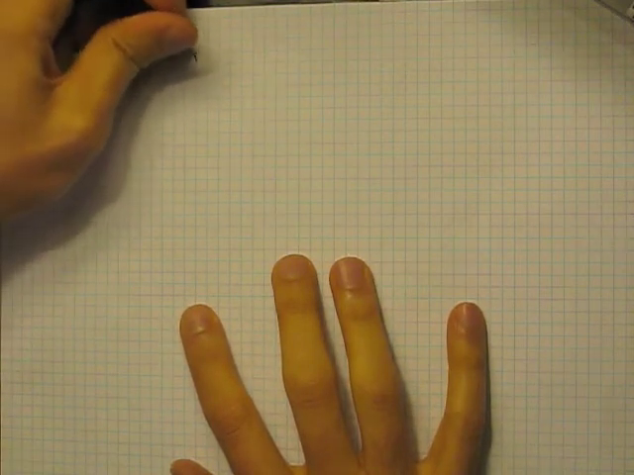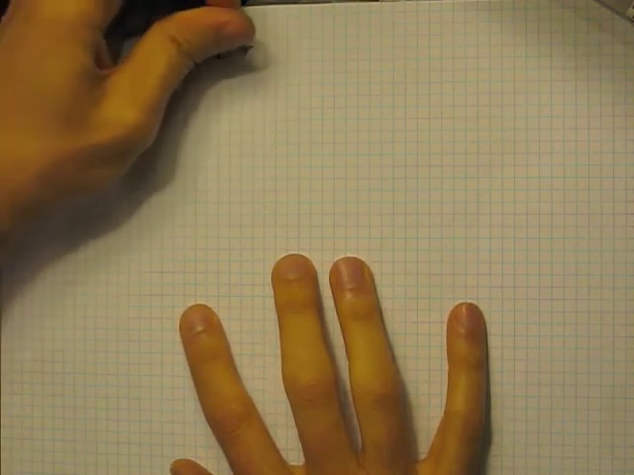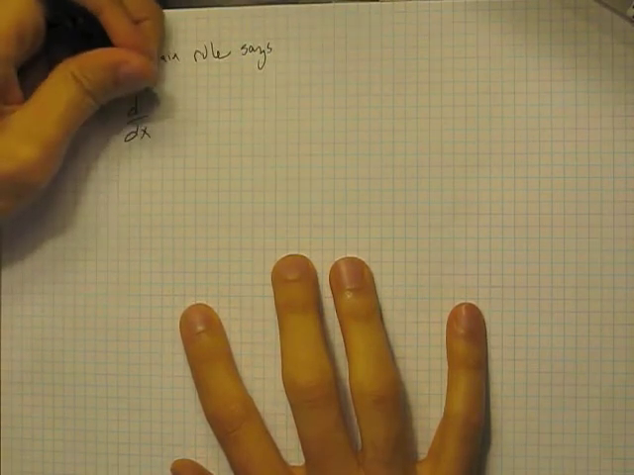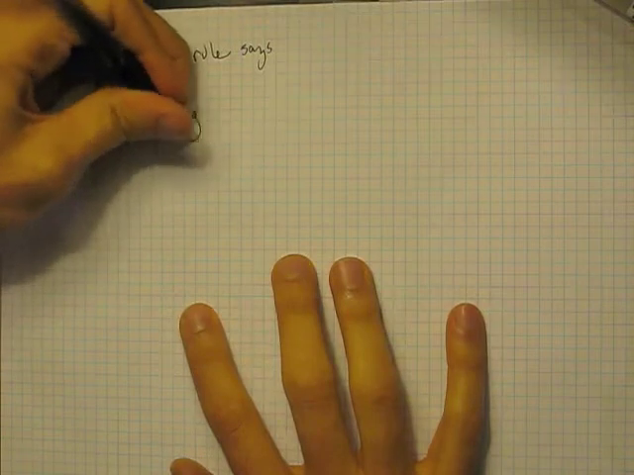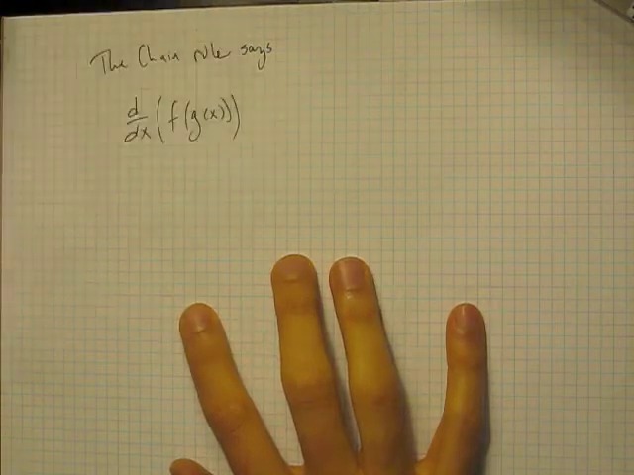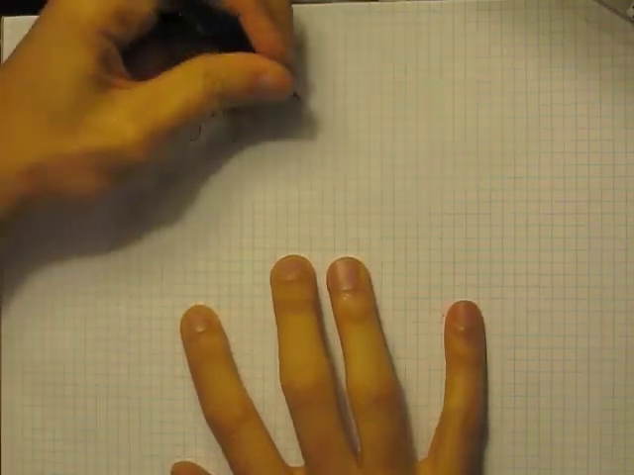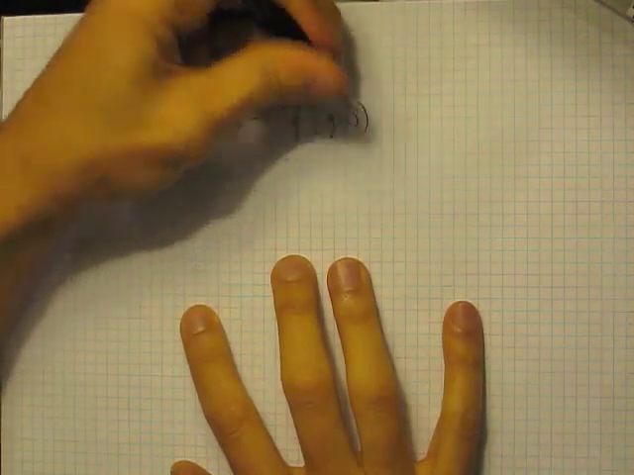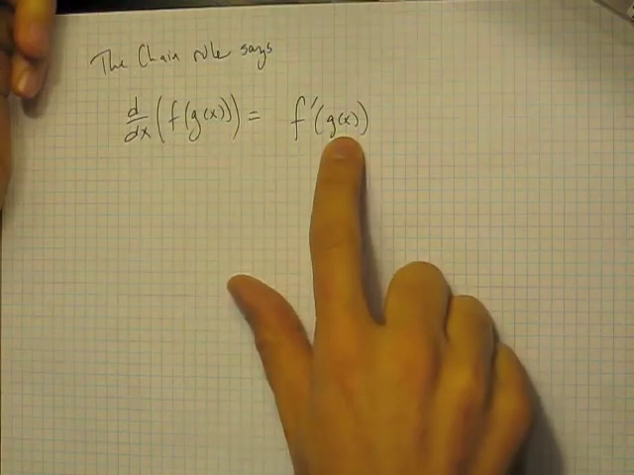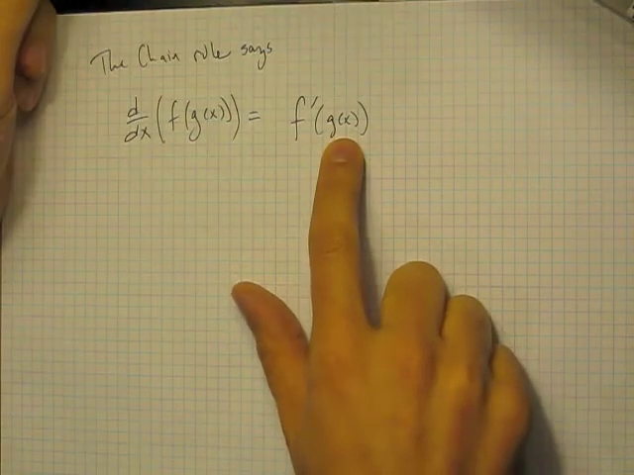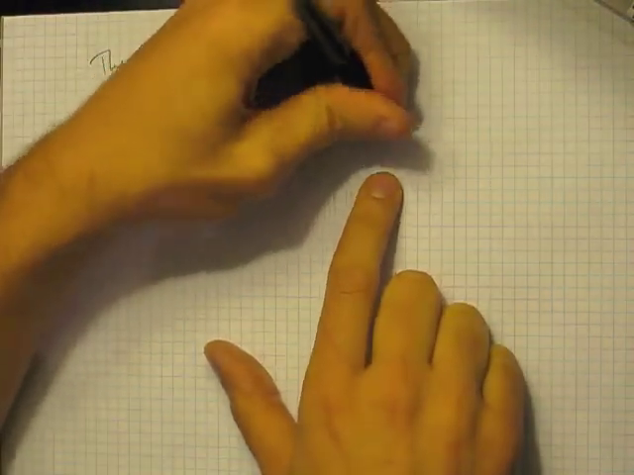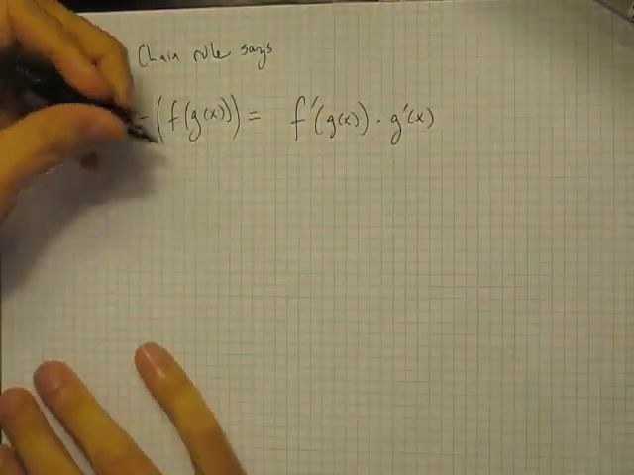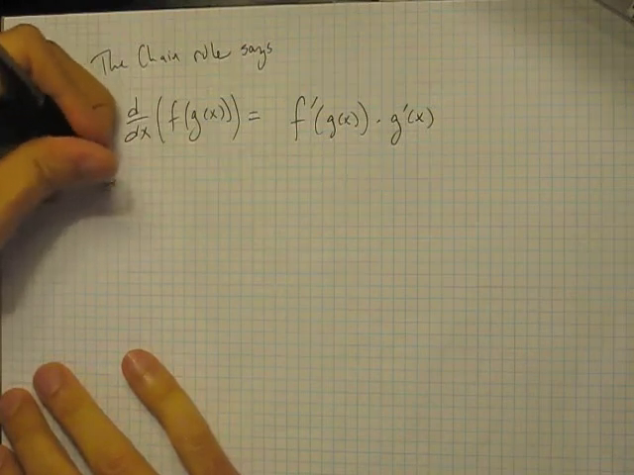So the chain rule says that if you want to take the derivative of two functions composed with each other, then what you get is you take the derivative of the outside function with the inside function left inside of the derivative as it is, and then you multiply by the derivative of the inside function. Okay, so let's see this in the previous example.